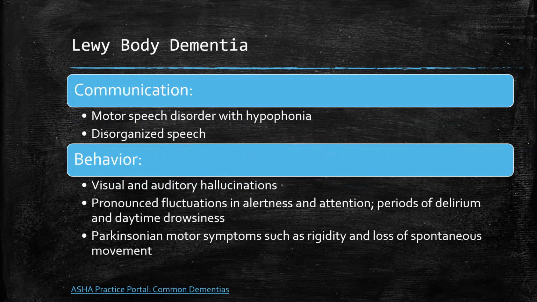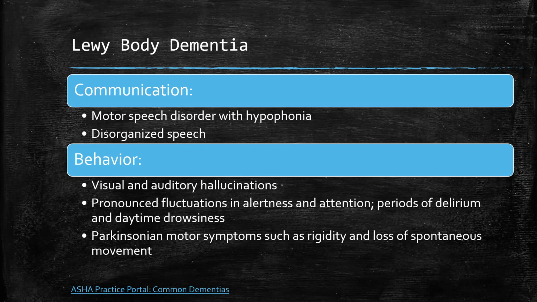Behavioral changes, so an individual with this could have visual and auditory hallucinations. They'll have pronounced fluctuation in their alertness and attention. So they might have a period of delirium, daytime drowsiness, and then they kind of quote unquote wake up and might be a little bit more attentive or more able to participate in a conversation. So you'll see those periods of change.